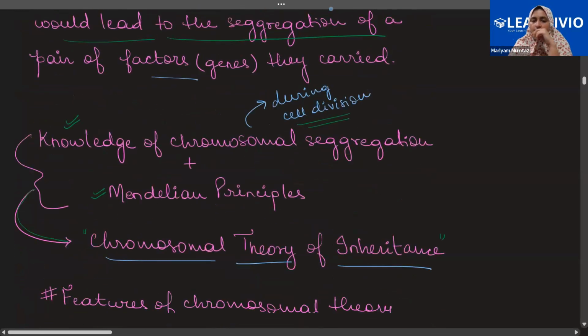Now, the knowledge of chromosomal segregation, which happens during cell division, and the principles of Mendel, when you combine them together, sort of like a collaboration, becomes the chromosomal theory of inheritance. Clear? In the chromosomal theory of inheritance, we are seeing how the chromosomes play their part in inheritance. Now look, this part up till now, is everything clear to everyone? Yes, ma'am. This whole entire story?